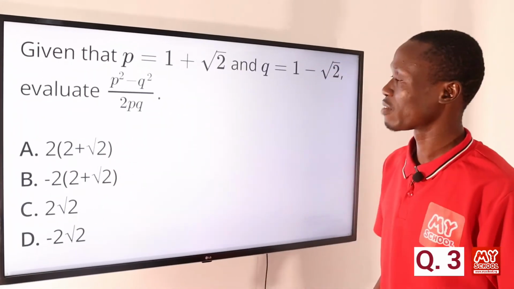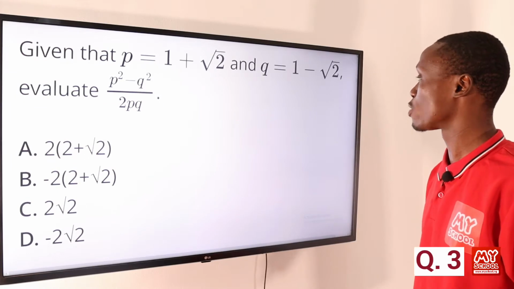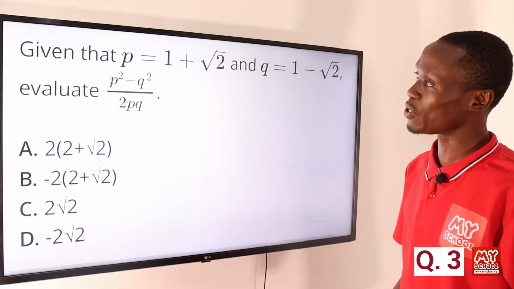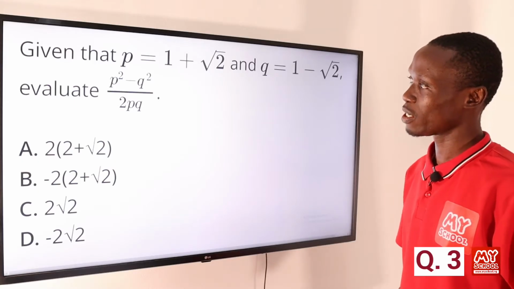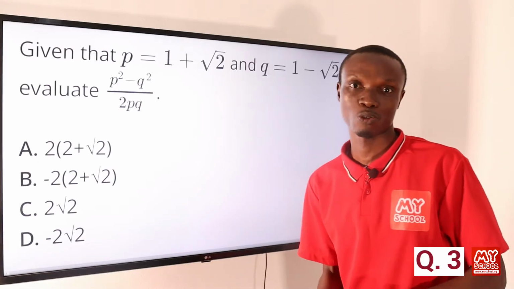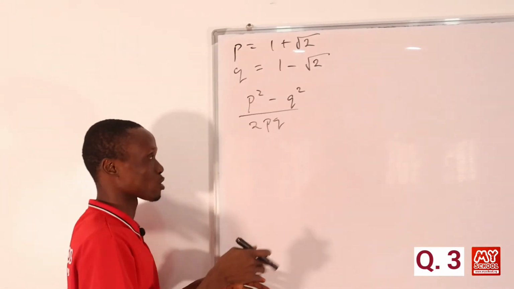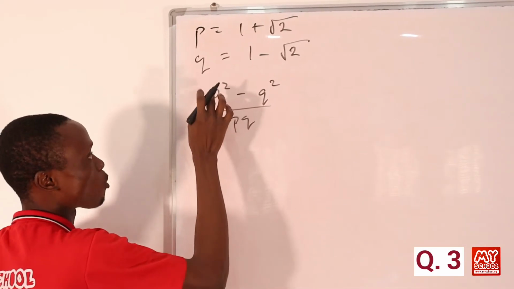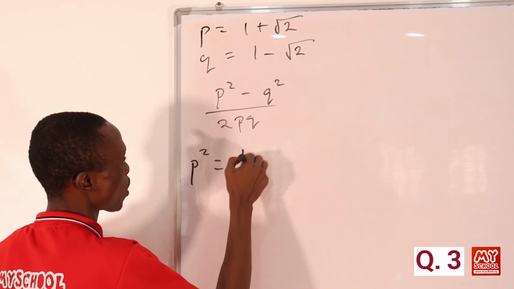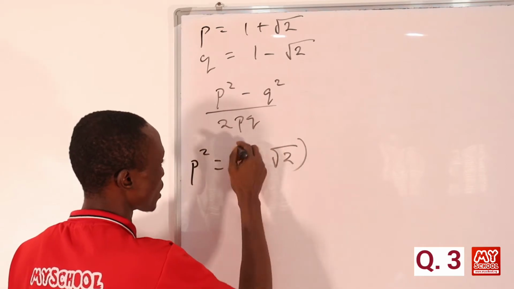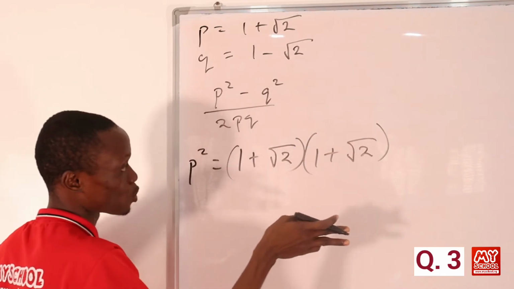Question 3. Given that p is equal to 1 plus root 2 and q is equal to 1 minus root 2, evaluate p square minus q square over 2pq. Okay, so let's move to the board to provide the answer to this question. So basically, these are what is given to us according to this question. So let's quickly look for p square and q square first. So p square will be equal to 1 plus root 2 in bracket, times 1 plus root 2 in bracket. So we'll multiply it out to get our answer.